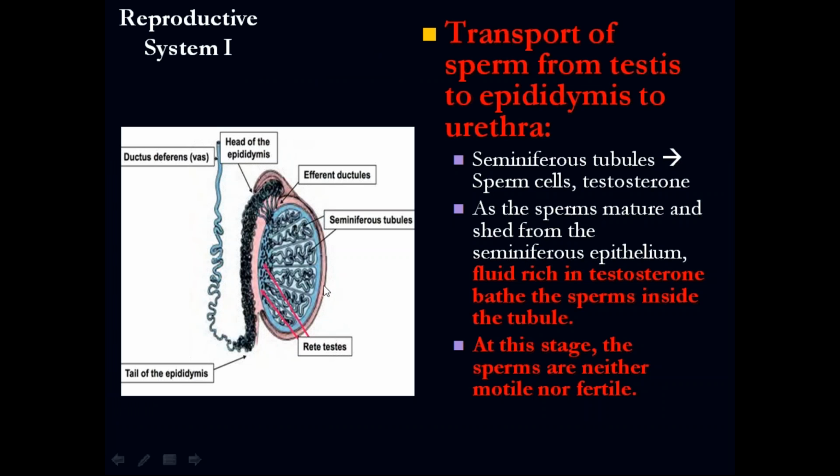So how is the pathway? The pathway will be the seminiferous tubules. They go to the straight tubules. They go to the rete testis. They go to the efferent ductules, and they are going to go to the epididymis. This is the head of the epididymis, the body, and the tail of the epididymis.